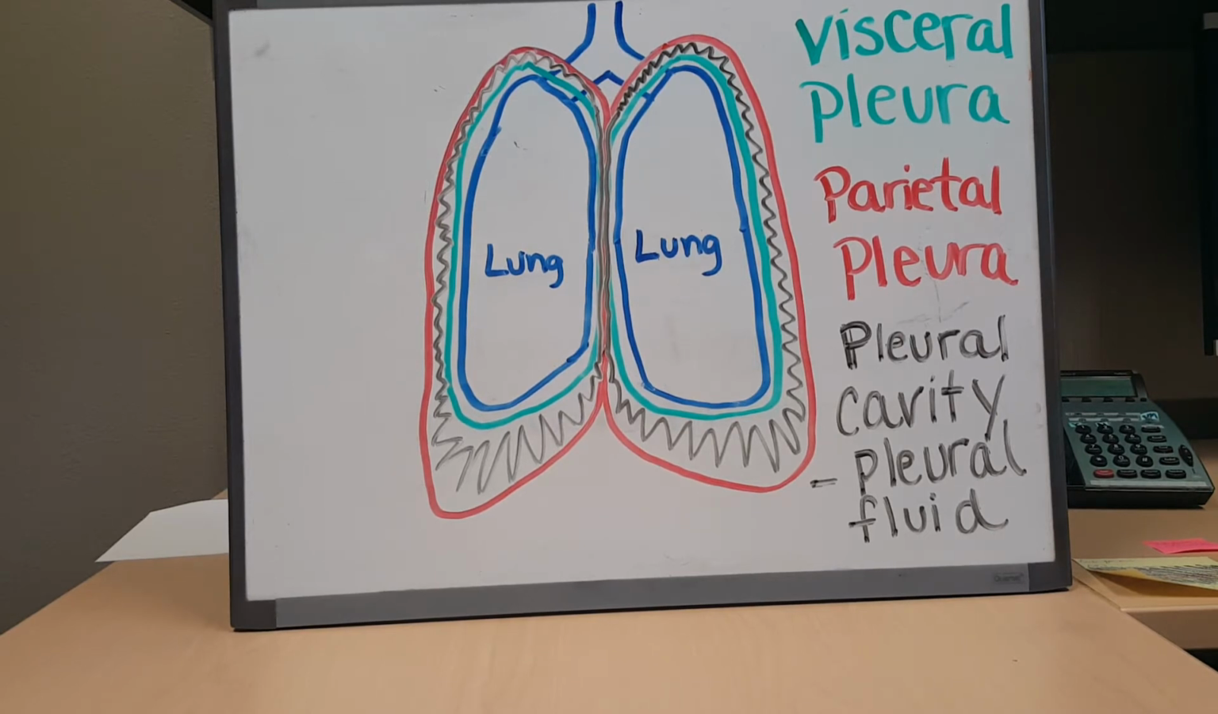Also, with the functioning of your lungs, when your diaphragm and other muscles that work to expand the thoracic cage pull, they'll pull on the parietal pleura.